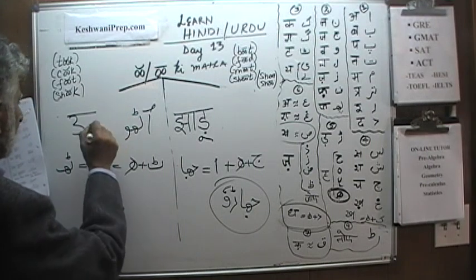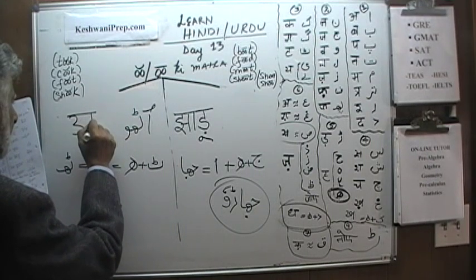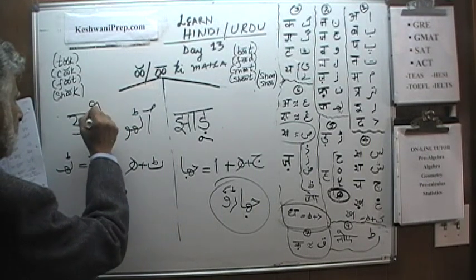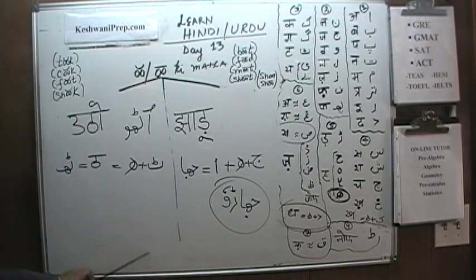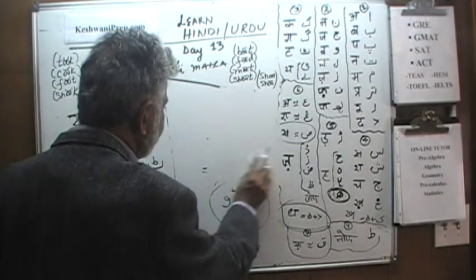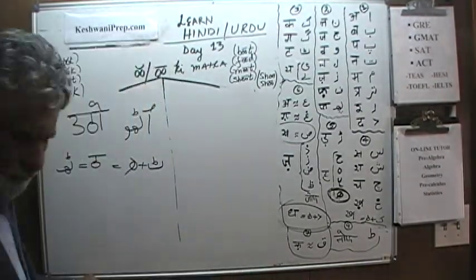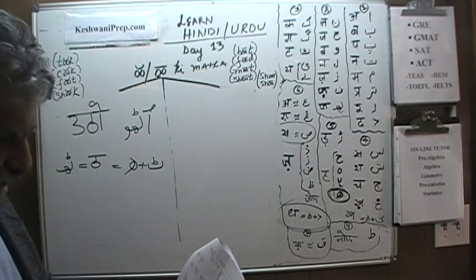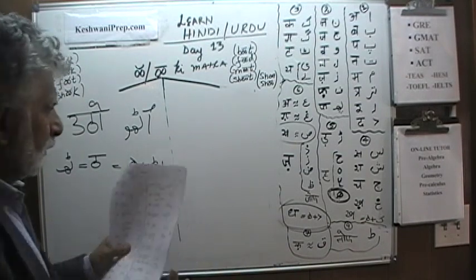And then wow, utho. So it has a choti u ki matra and choti o ki matra together. Utho. Utho is to wake up. Let's do the next one.